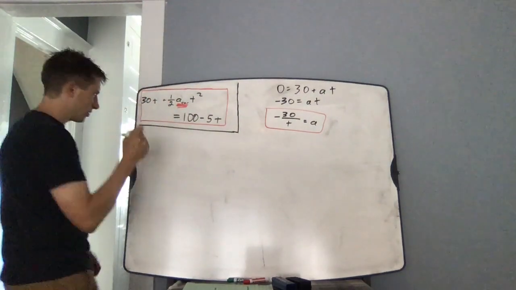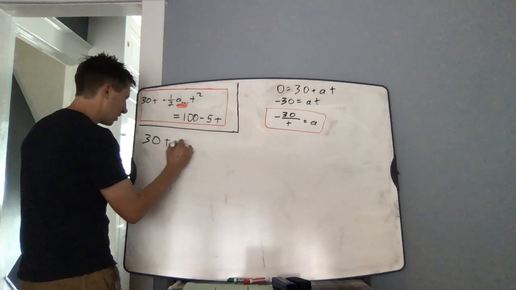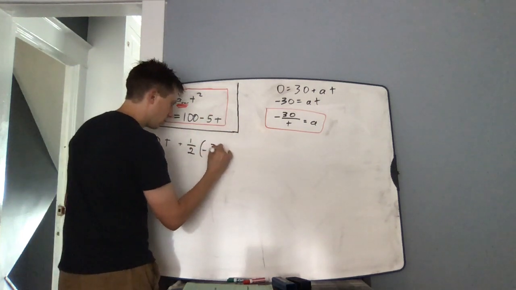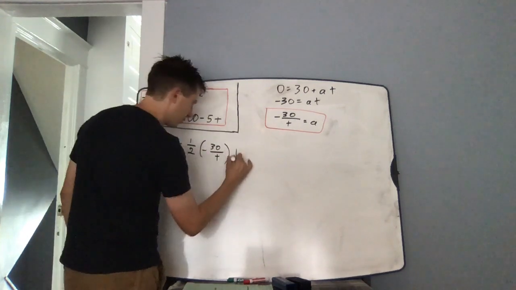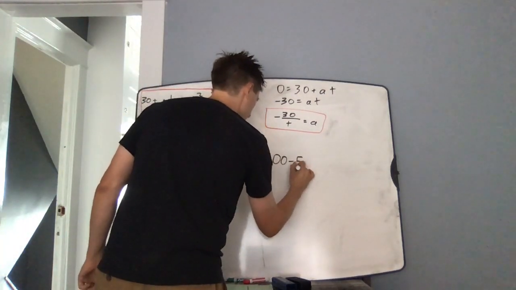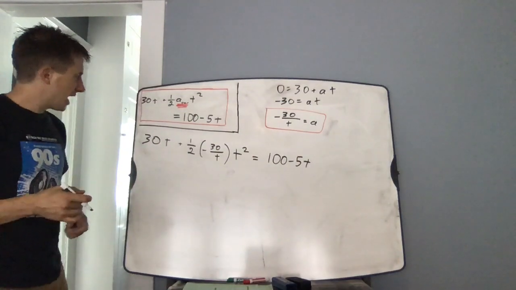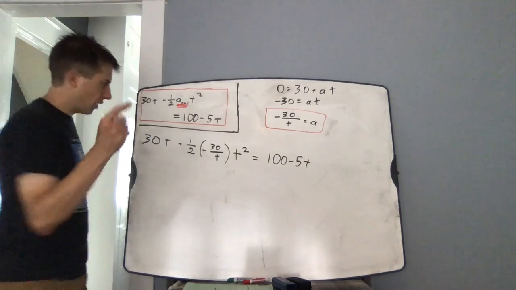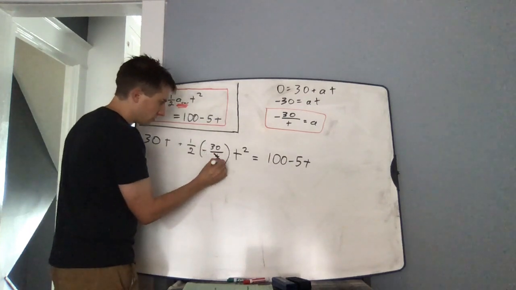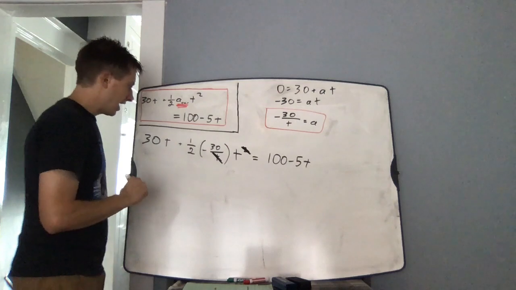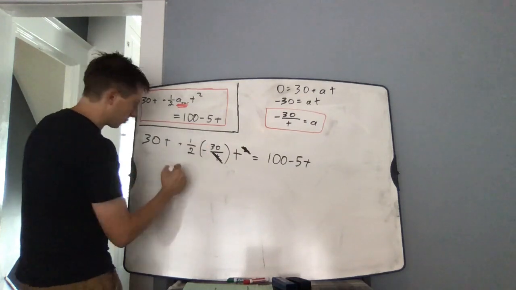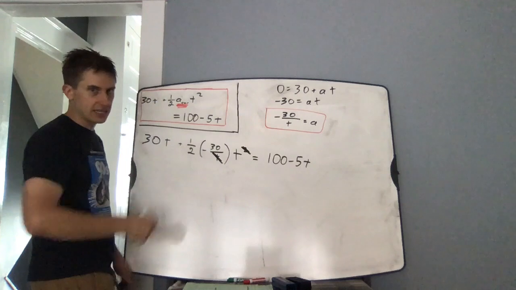So this equation could be rewritten as 30 times t plus 1/2 acceleration, negative 30 over t, times t squared is equal to 100 minus 5t. Now at this point, I will multiply this term through, so I get t squared upstairs and a single t downstairs. 1t downstairs will cancel with 1t upstairs, and then this term will be 1/2 times negative 30 times t. 1/2 times negative 30 is negative 15, negative 15 times t, negative 15t.